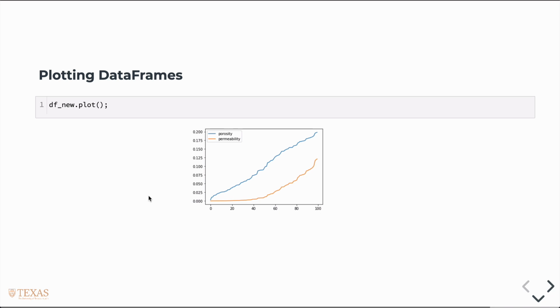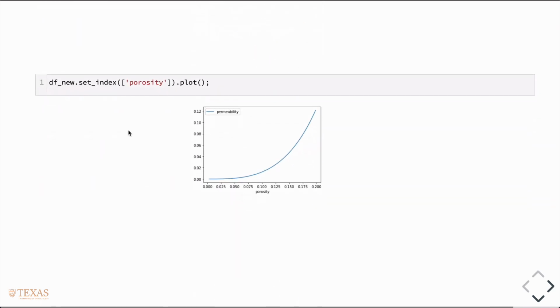There's a couple of things we can do to get the plot to be more useful. One of them would be to set the index to porosity. So if we set the index of the data frame to porosity and then call plot on it, now we have porosity on the x-axis and permeability on the y-axis, displayed in the label here, and you have this relationship.